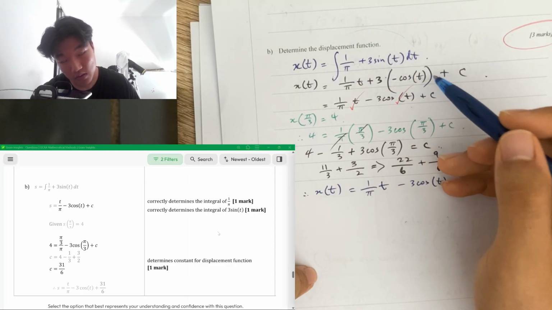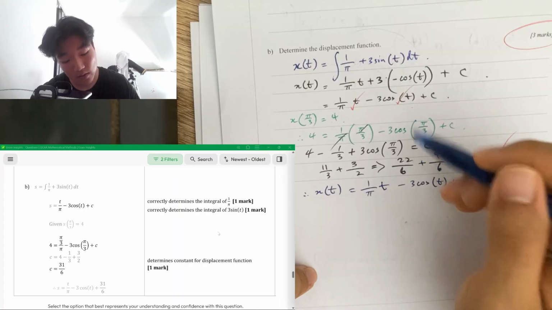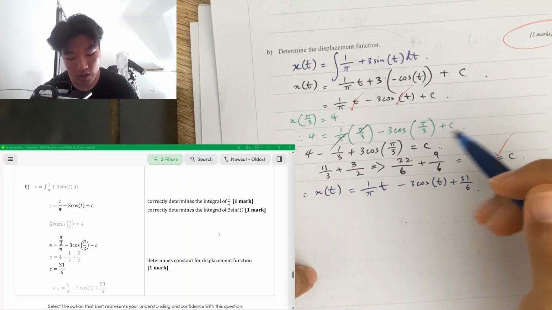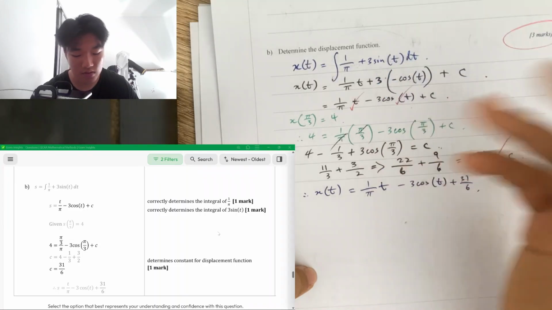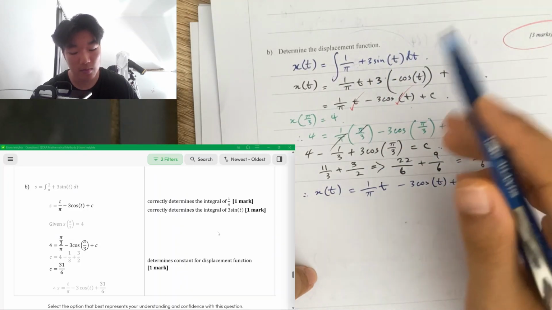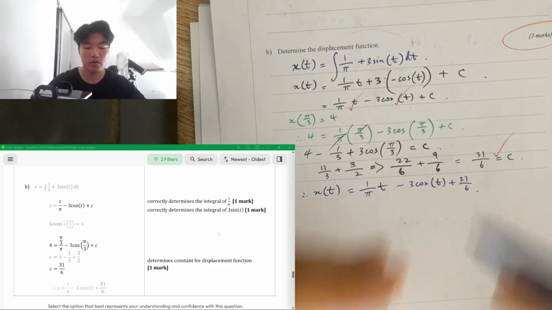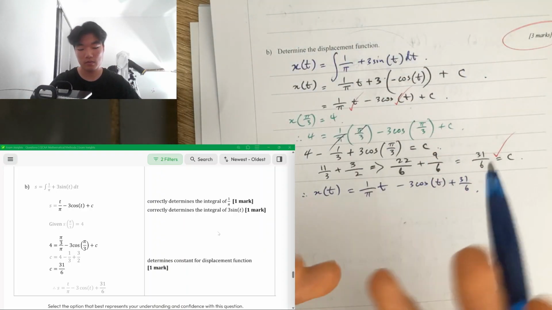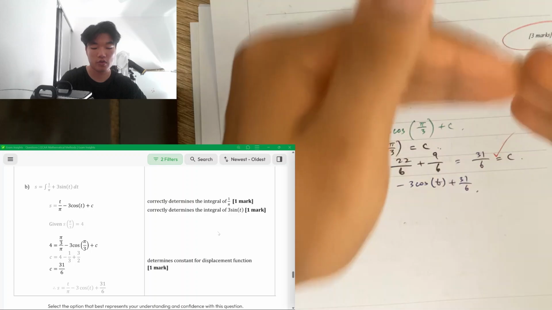Negative cos t, so negative multiplied by negative sine t. Okay, which is exactly what we get. Negative, negative makes positive, so it's just sine t. And then we add c, because we don't know if it's shifted. We don't know the vertical shift, right? No matter what it's shifted by.